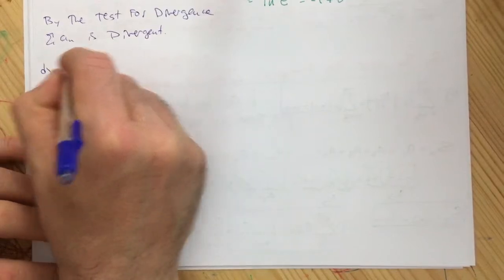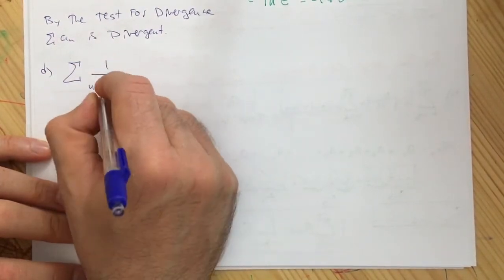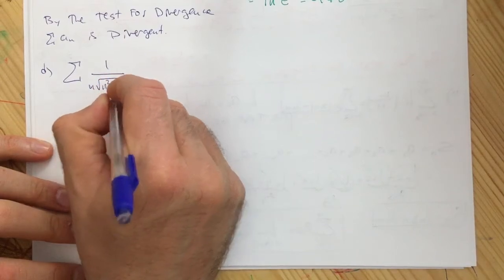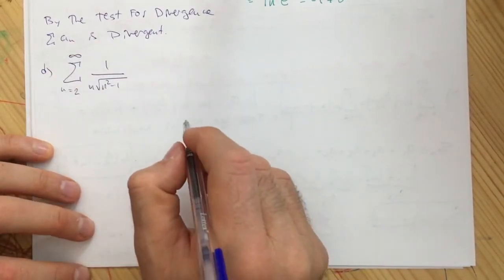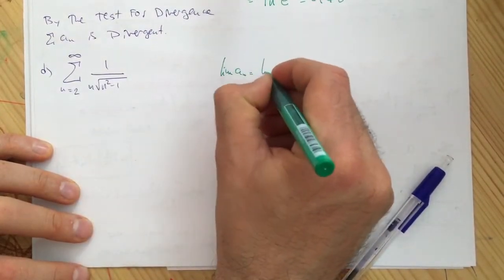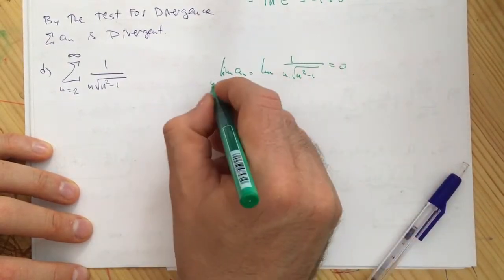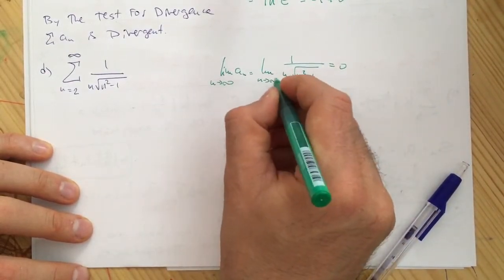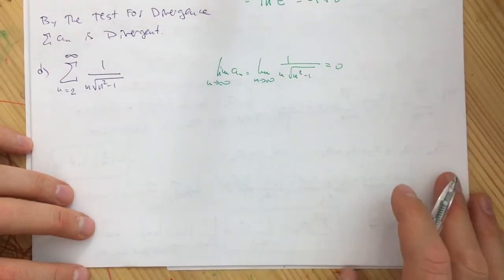Part number D. The sum of 1 over n square root of n squared minus 1, n goes from 2 to infinity. Okay, very quickly, test for divergence. The limit of an is the limit of 1 over n square root of n squared minus 1. This is obviously 0 as n goes to infinity, which means the test for divergence is inconclusive. Okay, so what are we left with?